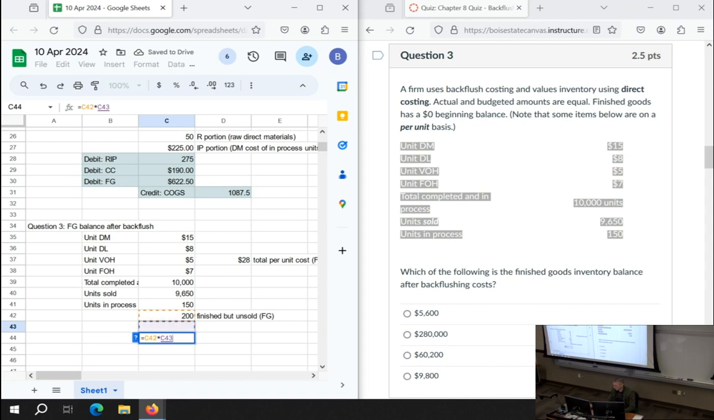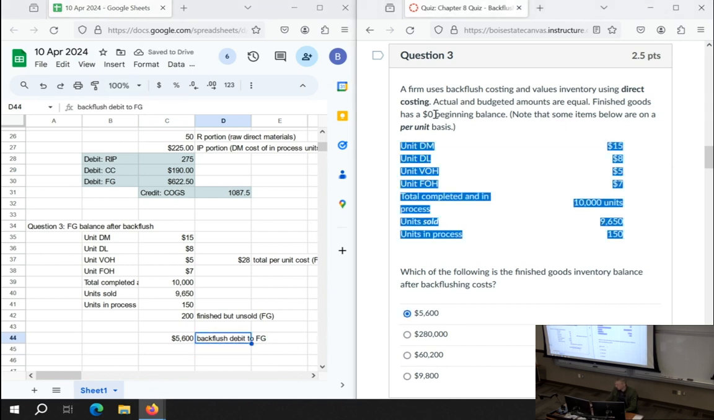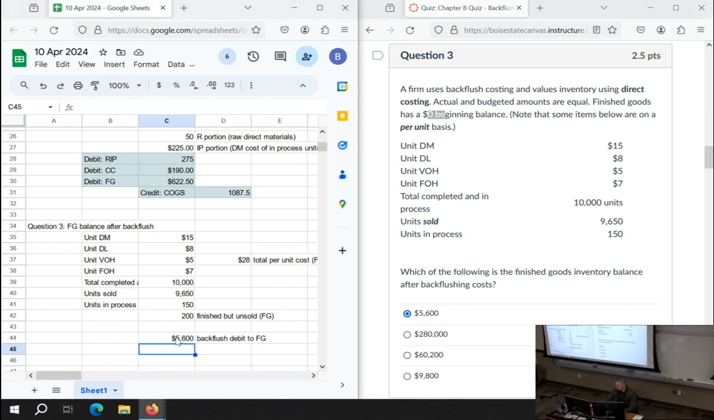So we're going to take that number, multiply by that number. So multiply the number of units in finished goods by the total per unit cost, and we get 5,600. And so that is our backflush debit to finished goods, and the correct answer, because we have a 0 beginning balance, we're backflushing in 5,600 to it, and therefore the balance for finished goods is 5,600.